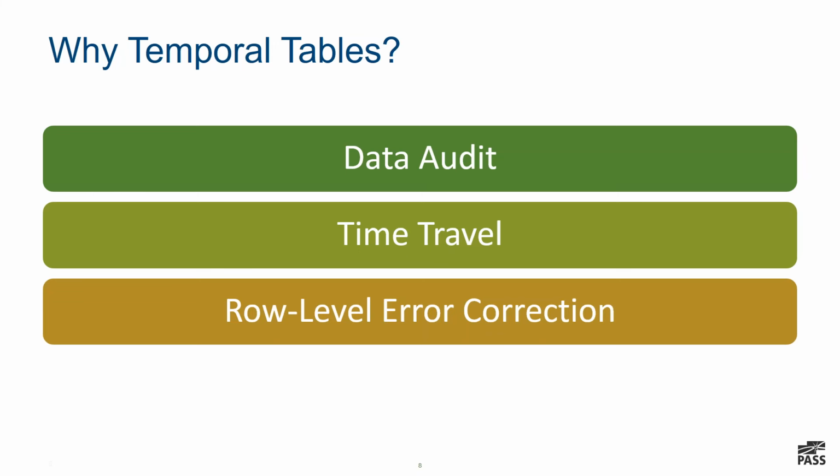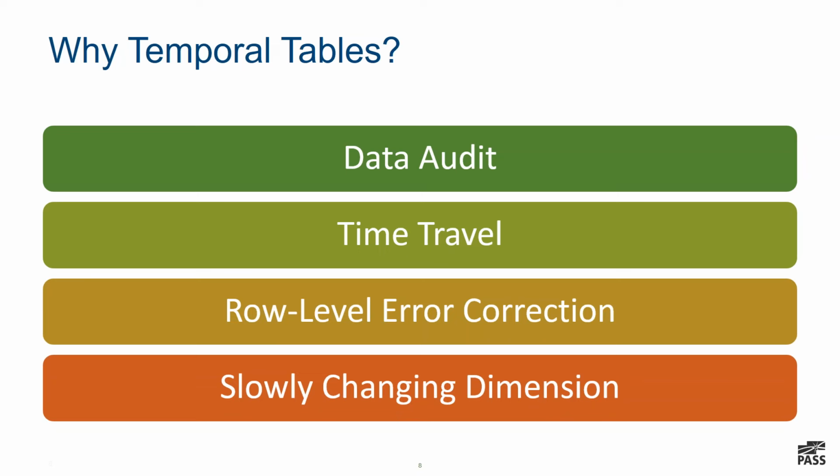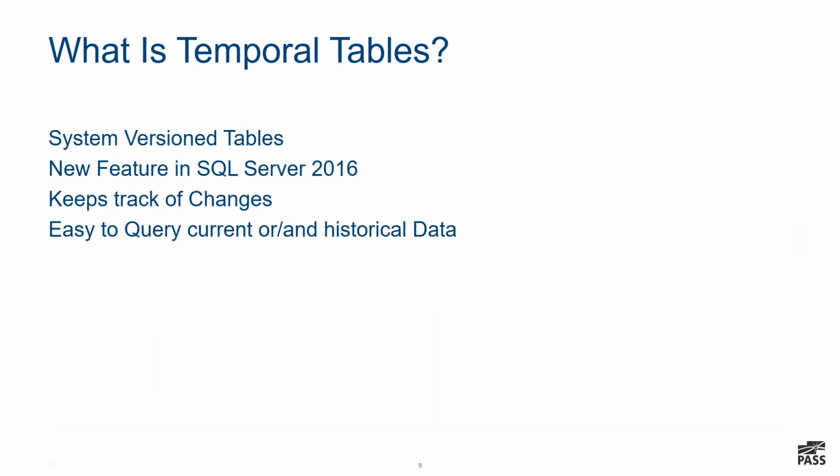Another thing is row-level error correction. When you have temporal tables, which log every insert, update, or delete, you can simply go to each row level and make a correction on that. And the last one, which we will mostly talk about in this session, is the slowly changing dimension, which is about applying changes in dimension attributes by a new structuring table. There are different types of slowly changing dimension, which I will go through one by one. Temporal tables definitely help on that.